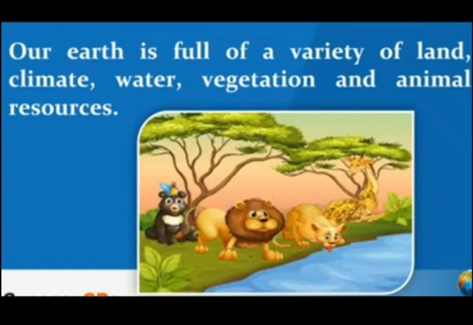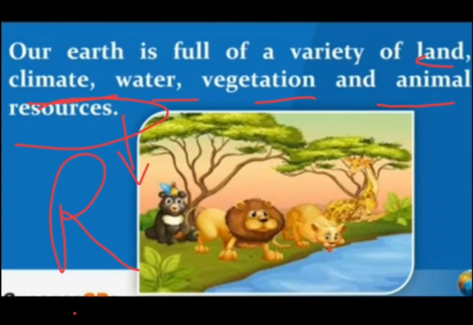Earth is full of variety of land, climate, water, vegetation, animals and resources. Which is the thing? Variety of land, climate, water, vegetation, animals and even resources. If we talk about the resources, as all of you know, we have already studied the whole chapter on resources in our geography chapter number 1.